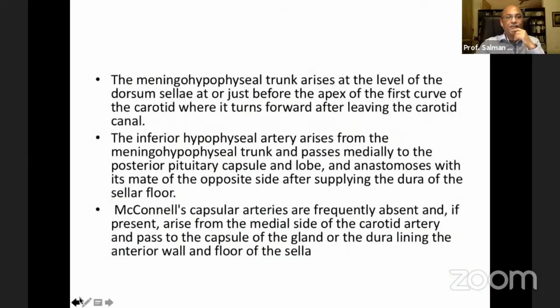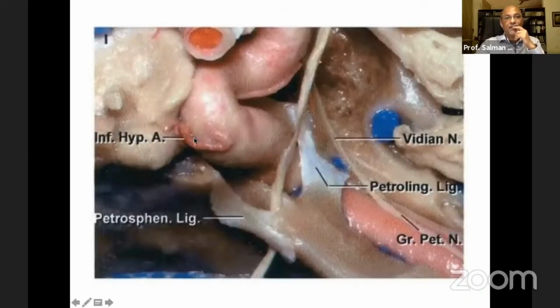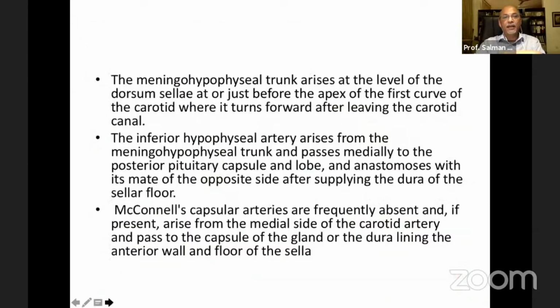At the same time, you can see the inferior hypophyseal artery again turning around from the carotid and supplying the posterior lobe of the pituitary. So the inferior hypophyseal artery arises from the meningohypophyseal trunk and passes medially to the posterior pituitary capsule and lobe, and anastomoses with its mate on the opposite side, and supplies the dura of the sellar floor as well.